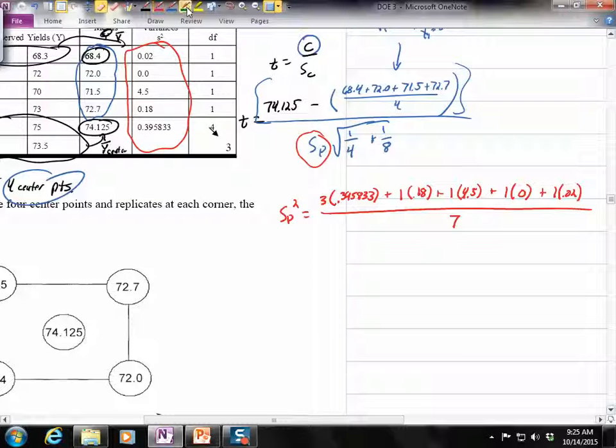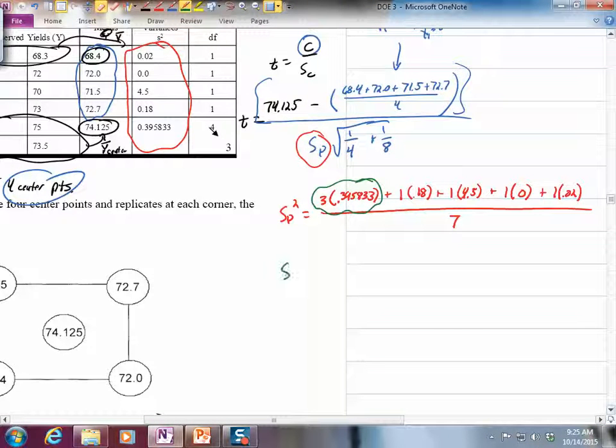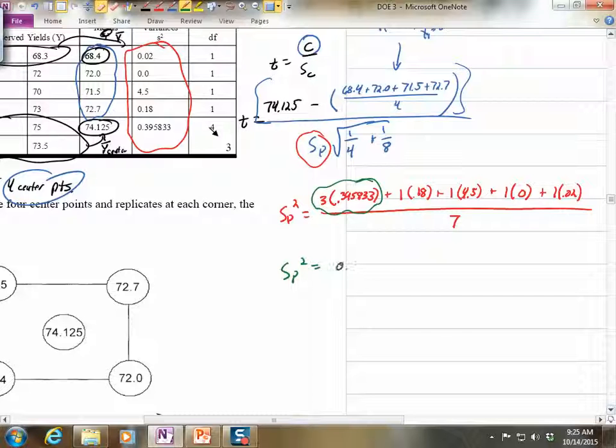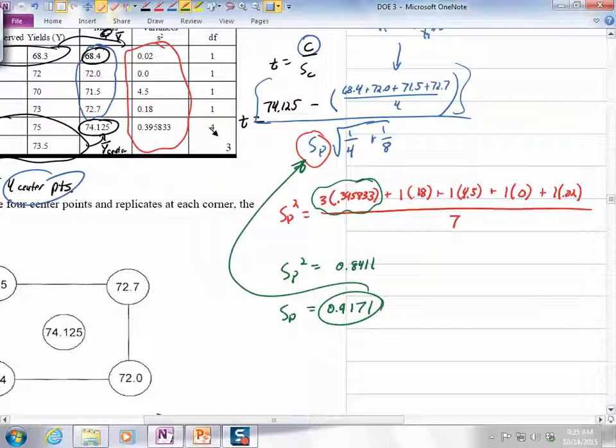But this is the first time they haven't all been the same, right? And this is pretty typical. When we have center points, we generally have more replicates at the center because we're trying to get enough degrees of freedom in this curvature test that it has a decent power to detect curvature. So SP squared ends up being some value that's probably in our notes. 0.8411. It's easy to forget to take the square root of that. 0.9171. So that number goes in there.